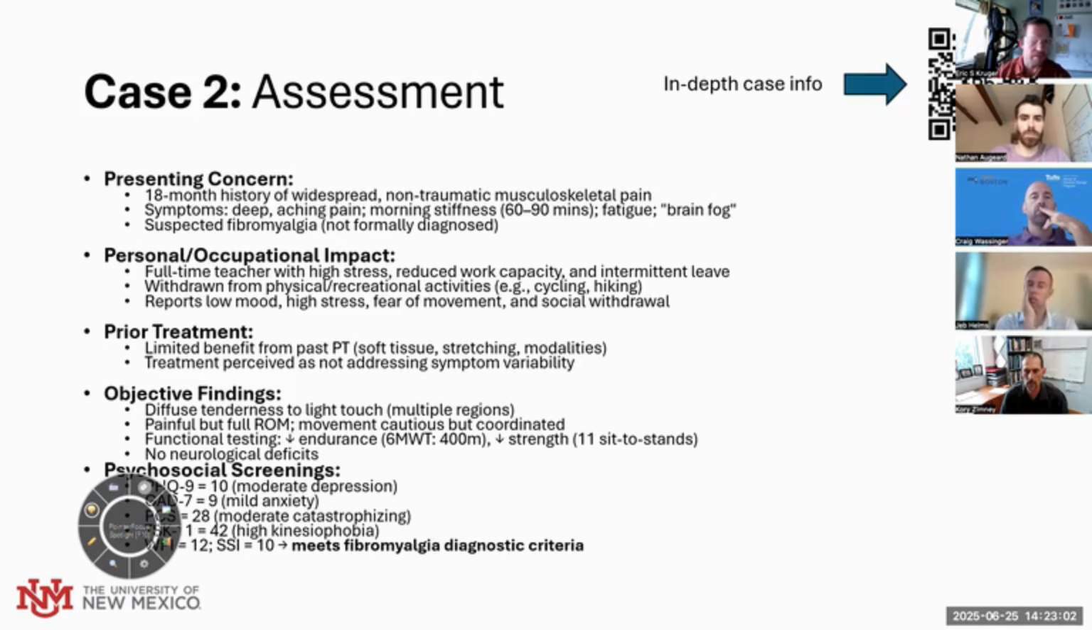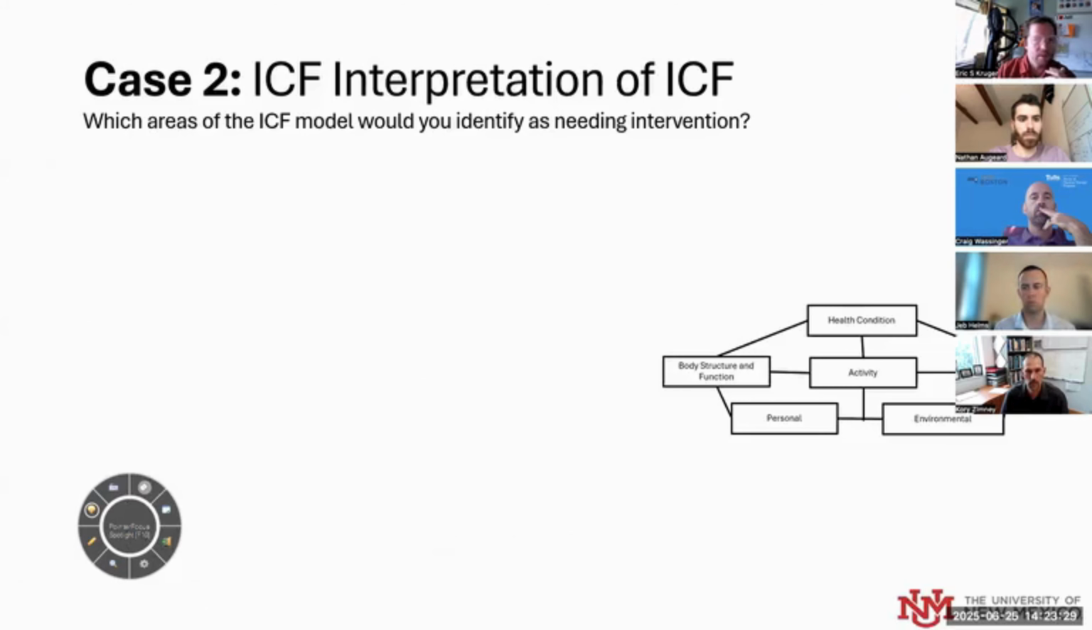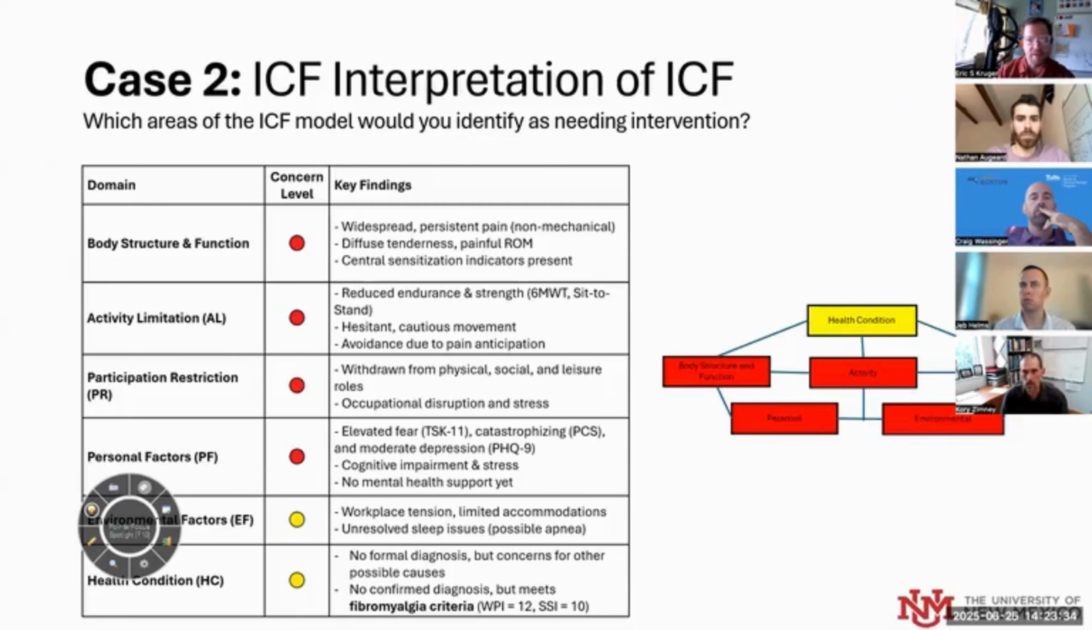We have some objective findings in terms of increased tenderness to light touch, painful but full range of motion, cautious but coordinated, decreased functional testing with 6-minute walk and sit to stands, no neurological deficits. We've got screening high for kinesiophobia, catastrophizing, and widespread pain index and symptom severity index as well. So if we look at this ICF model, again, this is what I'm trying to get my students to do, but we can see there's numerous domains that are screening red, and we've got a few areas that are yellow.